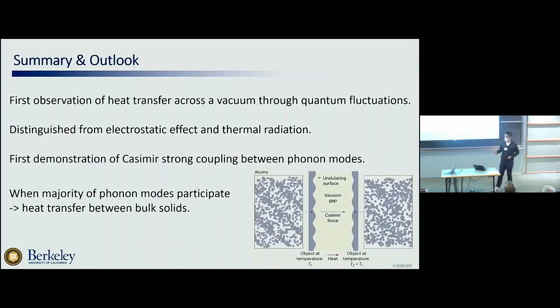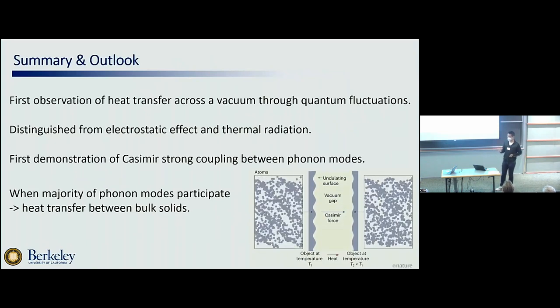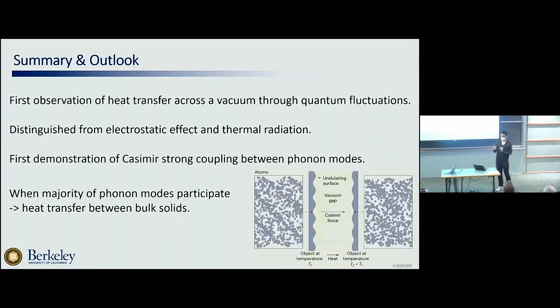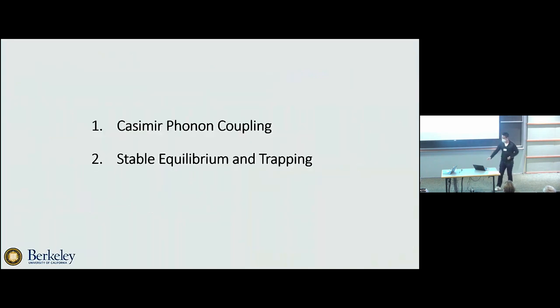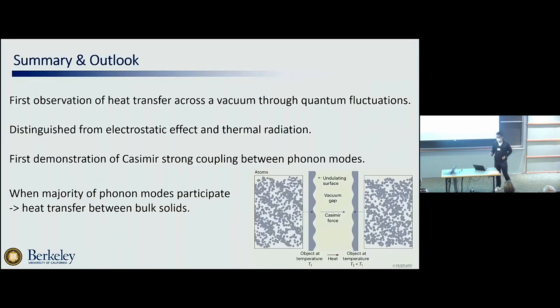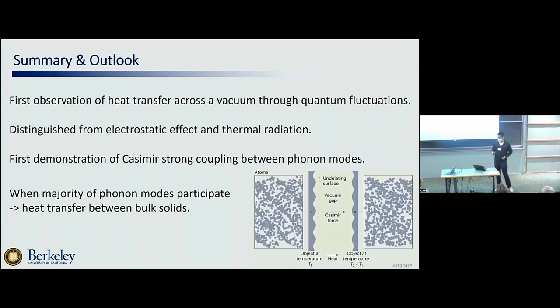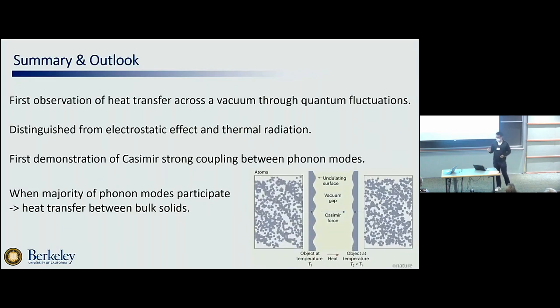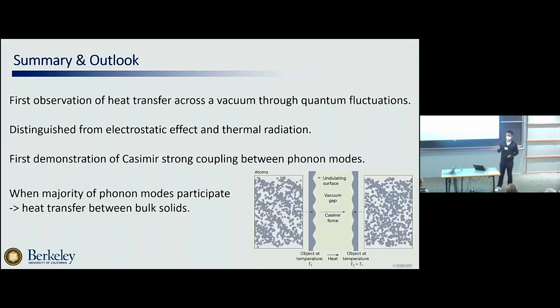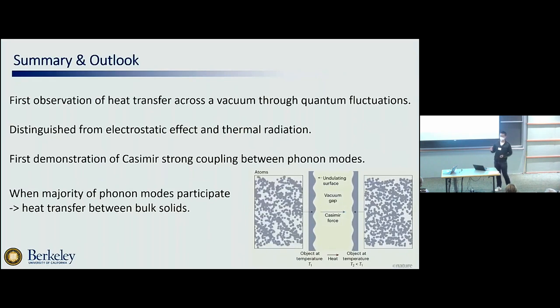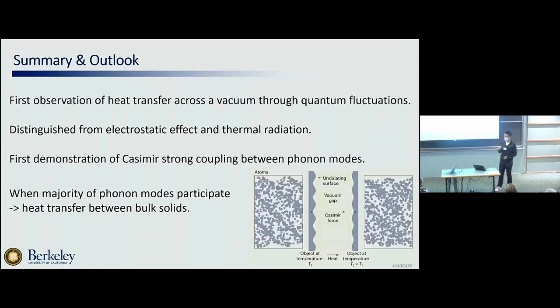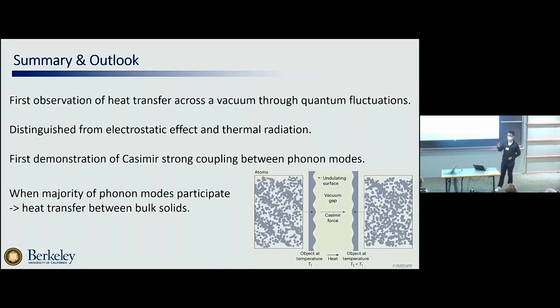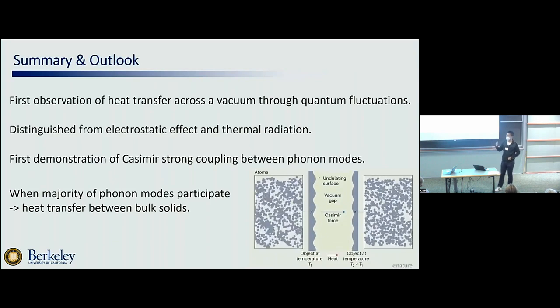So to briefly summarize this work, we observed heat transfer or phonon coupling across the vacuum through the Casimir force for the first time, and we distinguish this from the electrostatic force by looking at the force gradient, and also we use electrostatic voltage to compensate that effect. One thing to highlight is that we observe a strong Casimir phonon coupling, because we see the splitting of the vibrational modes, and that indicates that the coupling already exceeds the damping rates of the mechanical vibration.